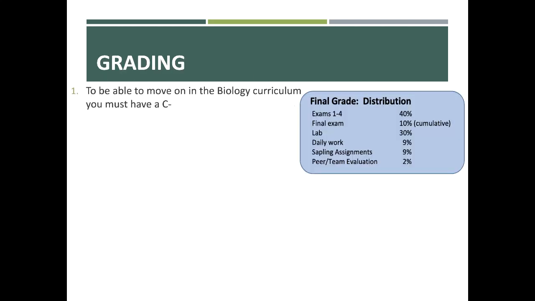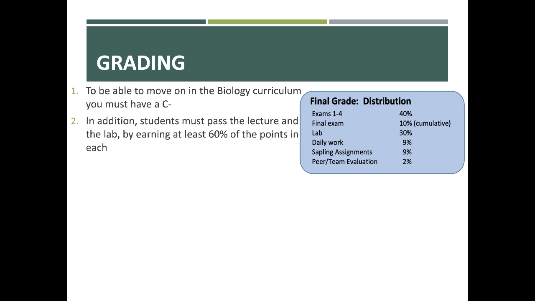Okay, let's talk about grading for just a little bit here. I want to remind you that in order to move on into biology curriculum, you have to get at least a C- in the entire course, lecture and lab combined. And an additional stipulation is that you can't fail either the lecture or lab. That means you have to at least get a 60% in both of those. Now together it has to be at least a C-. And considering that, remember that the lab here is worth 30% of your grade.